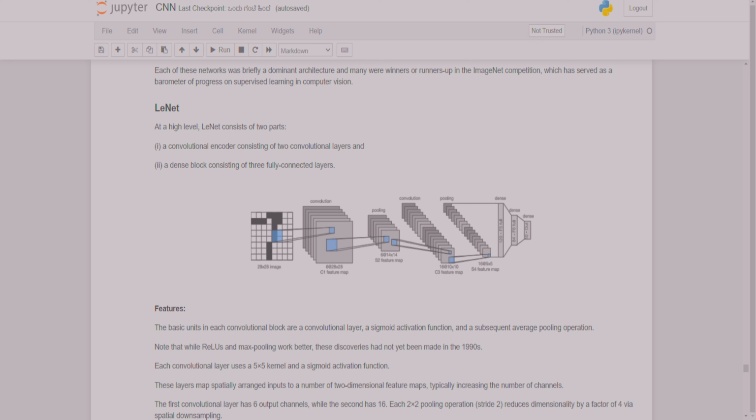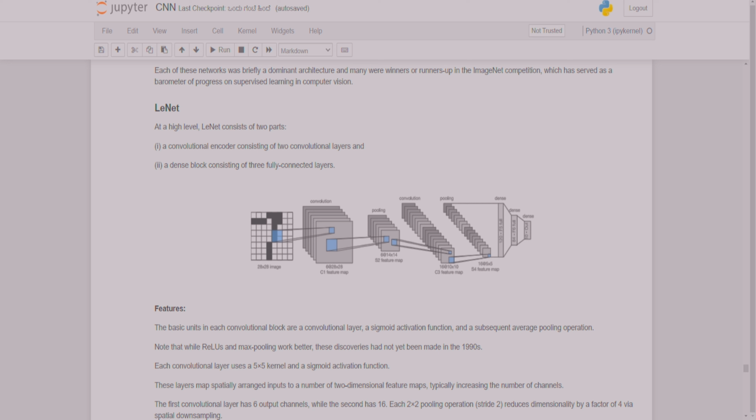Fundamentally we have two parts in this network. This was the first one, around 1990. The first part is a convolutional encoder. You can see this part here: convolution, pooling, convolution, pooling. You can see the exact size and the shape. This is 6 into 28 into 28, sorry, it's not 6000, it's 28 into 28 repeated 6 times.